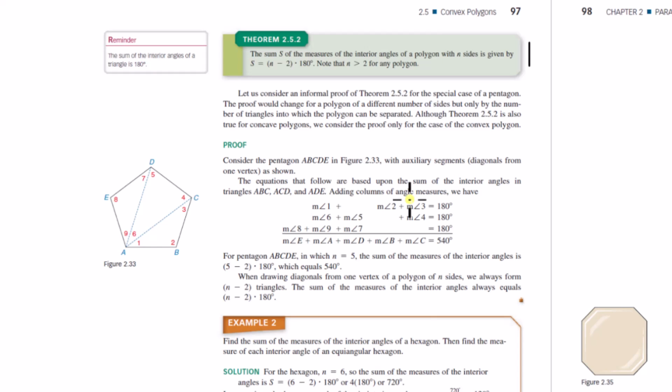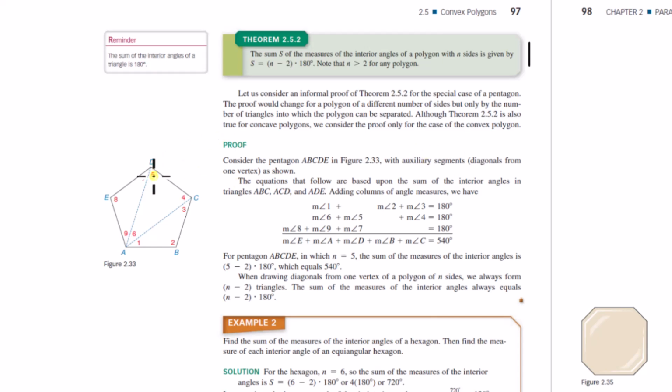Okay, so this is the second theorem we've looked at. The first theorem was determining the number of diagonals for a polygon. That's for convex and concave, and same thing here. Again, I don't know why they titled this section convex polygons. I get they're more commonly used, but still.